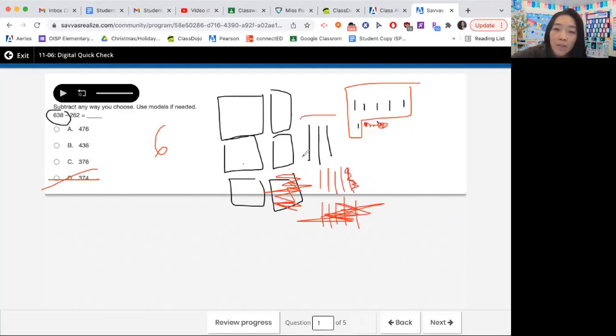So how many do I have left? 3 here and 4 there. So 3 plus 4 equals 7. So it's either going to be A or C because B has a 3 in the tens place. And then I need to take away 2 hundreds. This one's already been taken away. I'm going to take away this one and this one. So how many hundreds do I have left? 3. So what is my answer? 376. I'm going to give you guys a minute to get that written down.